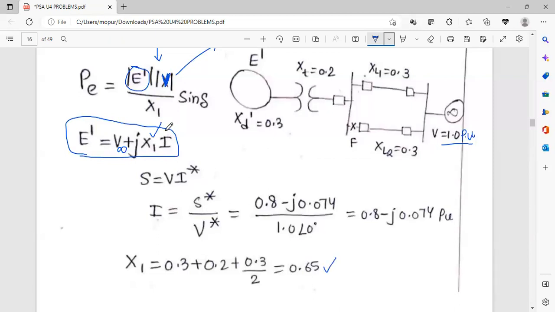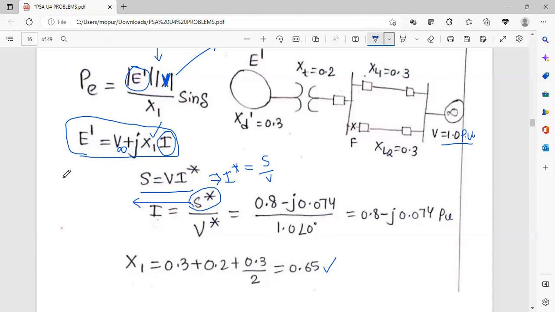Now how to find out this I? We know that S is equal to V into I conjugate. So I conjugate will be S by V, and I is equal to S conjugate by V conjugate. What is this S conjugate?